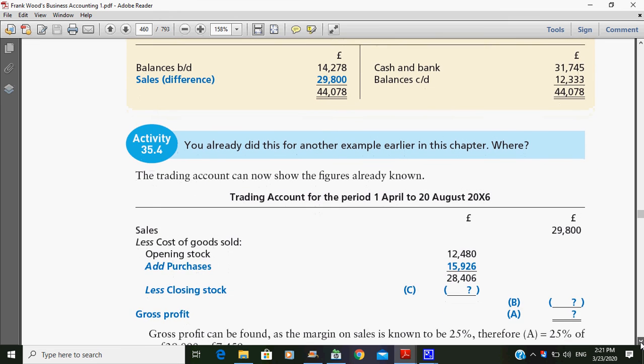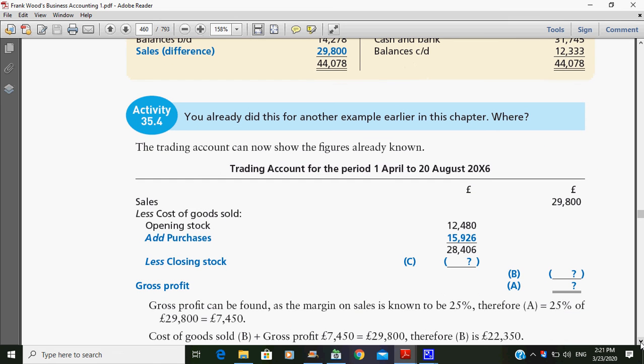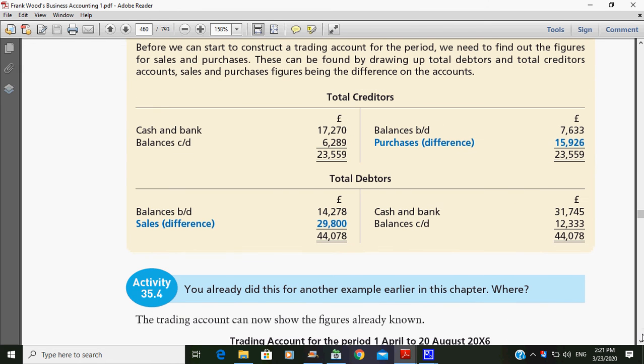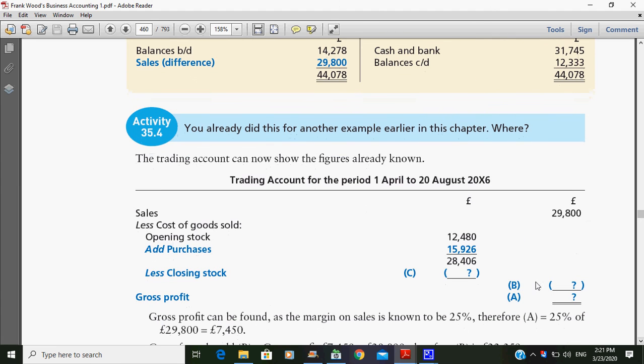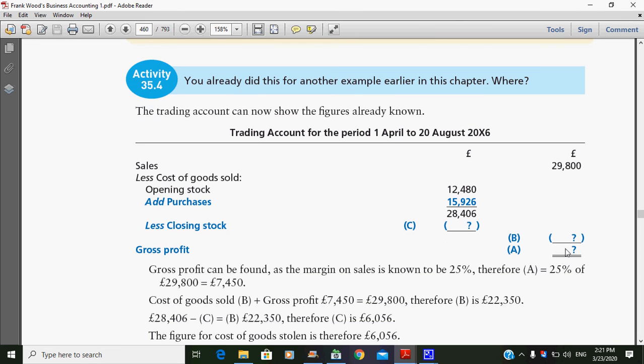The trading account can be shown now, as the figures are already known. You have your purchases of 15,926, which you calculated up top here, and also your sales figure of 29,800. Now let's look at A, B, and C. First we're going to find A, which is 25% of sales, which will give us 7,450. That is A. Then you find B. You subtract A from 29,800, and that will give you 22,350.